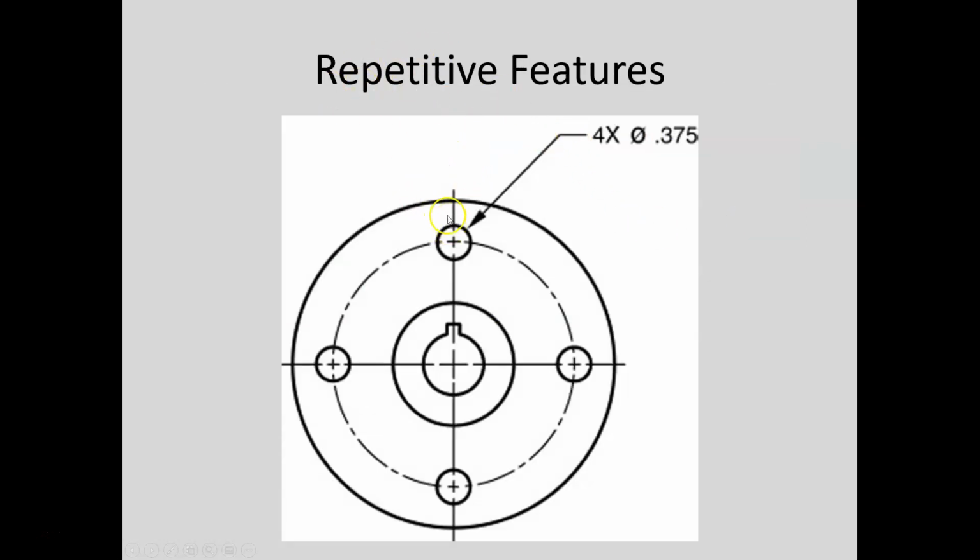So a repetitive feature would be these 4 holes. So we can dimension 4x, 4 times diameter 0.375. Now it's important here, the spacing. Notice that there is no spacing between the 4 and the x. But there is spacing between the x and the diameter symbol. All right? So that means 4 times diameter 0.375.